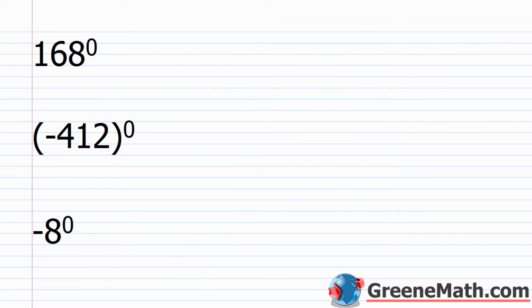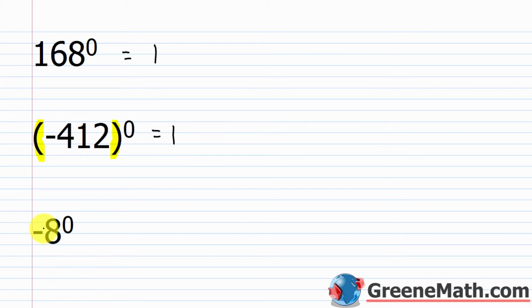So here are some very, very easy examples, and I'm sure you're going to see stuff like this in your textbook. So you have the number 168 raised to the power of 0. This is equal to 1. You have the amount -412, and this is inside of parentheses. So everything here is raised to the power of 0, and so this is equal to 1.